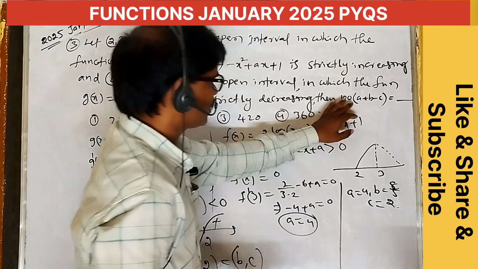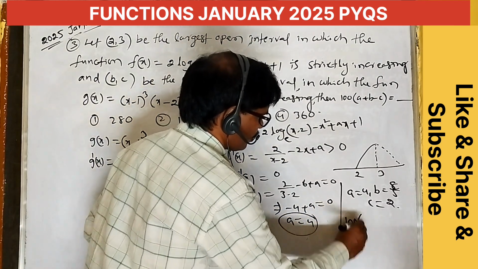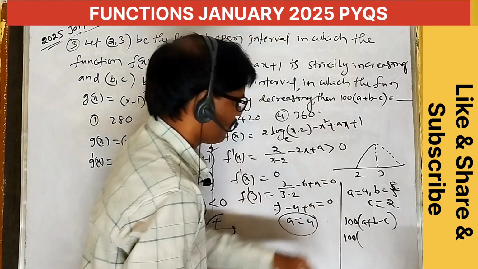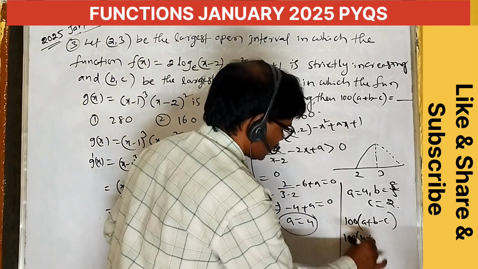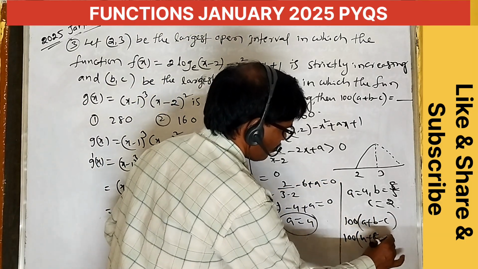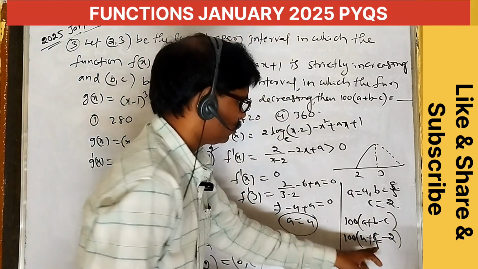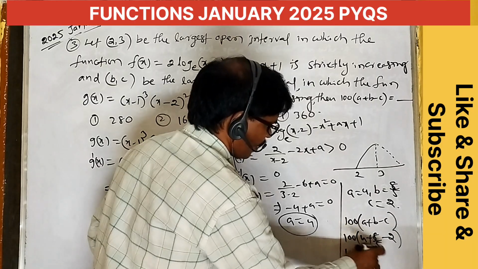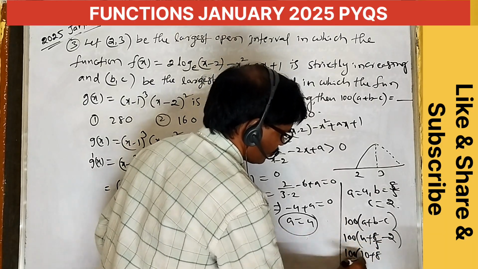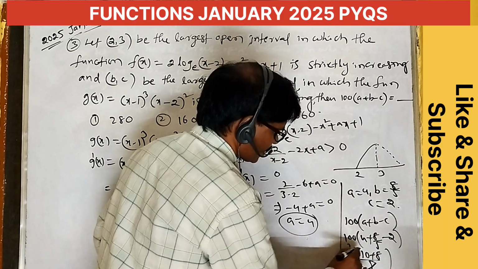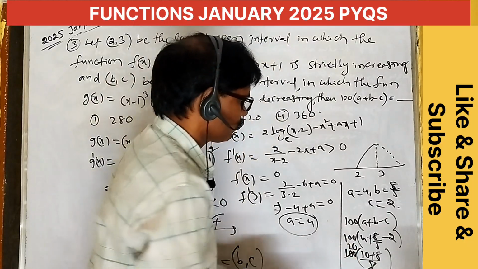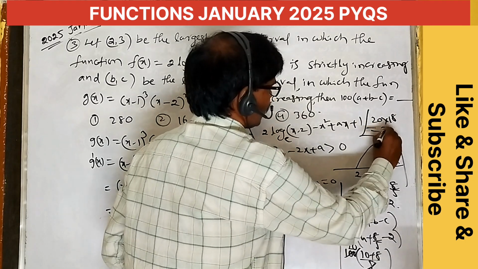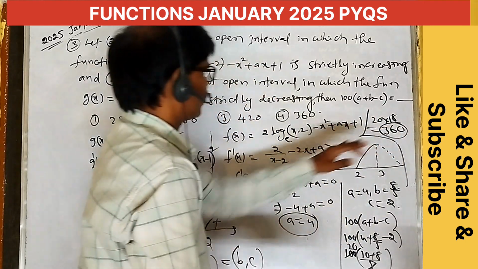This one is asking the question: 100 into (a plus b minus c). a is equal to 4, plus b is equal to 8 by 5, minus c is equal to minus 2. 4 minus 2 is equal to 2 only. 100 into (2 plus 8 by 5), 5 twos are 10 plus 8, 18 by 5. The 5 and 20 cancel, 20 into 18 equal to 360. 360 is our answer.